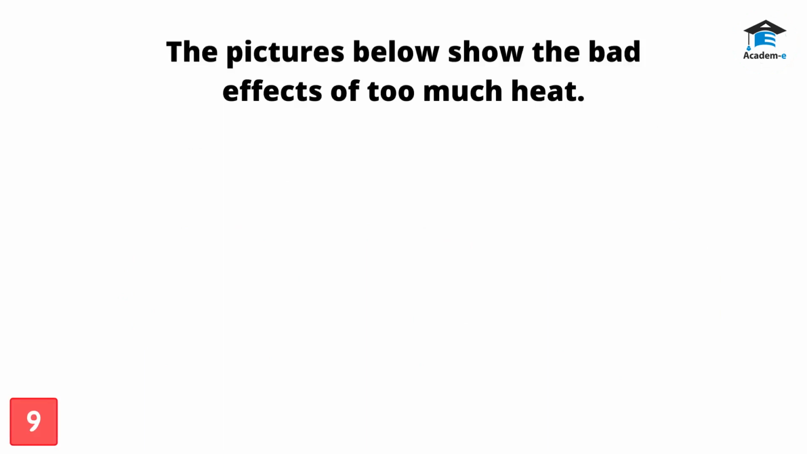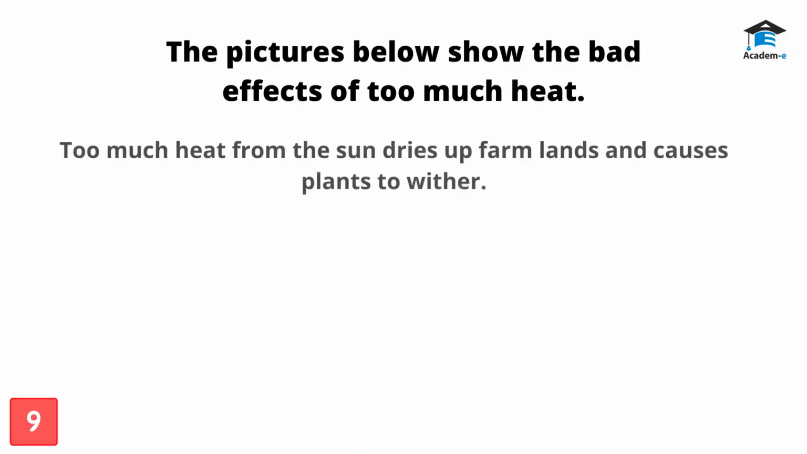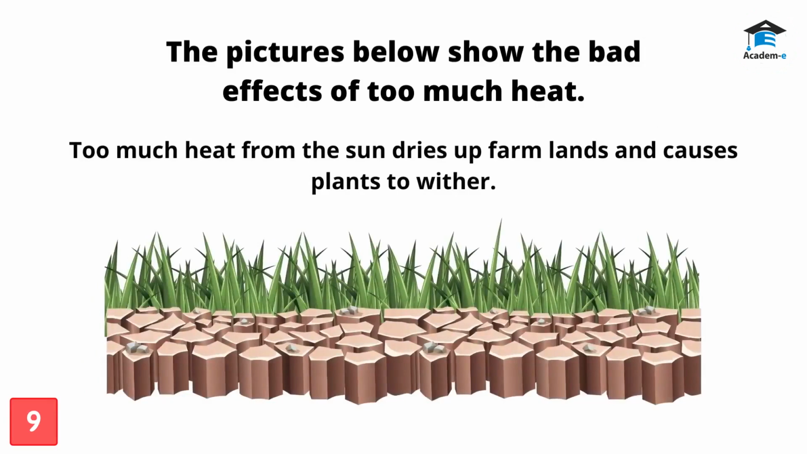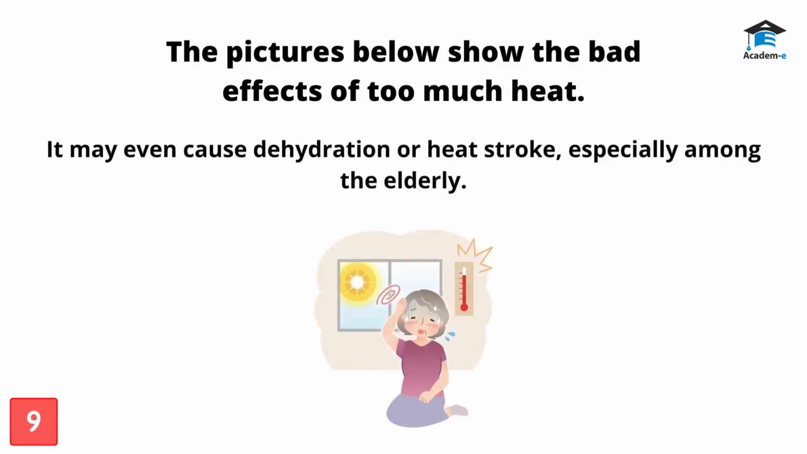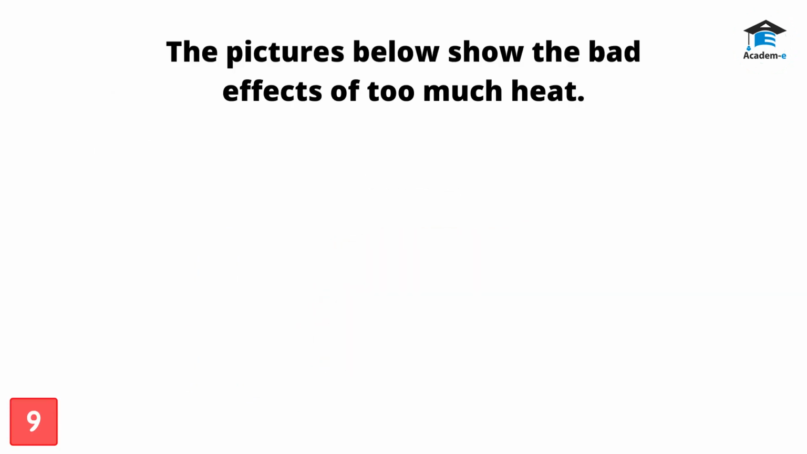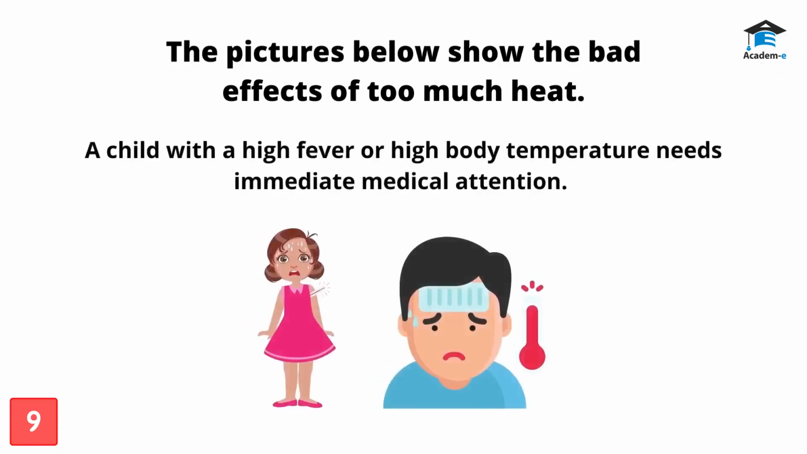Heat has many uses, but excessive heat can be harmful. The pictures below show the bad effects of too much heat. Too much heat from the sun dries up farmlands and causes plants to wither. Staying under the heat of the sun for too long also causes sunburn. It may even cause dehydration or heat stroke, especially among the elderly. A child with a high fever or high body temperature needs immediate medical attention. The temperature in the body can be determined using a thermometer.